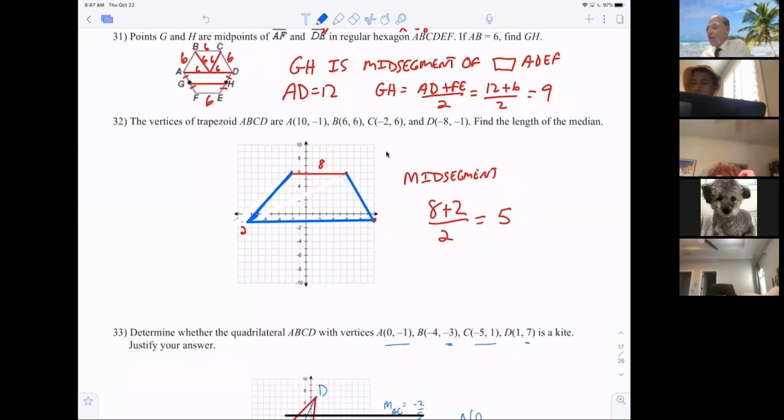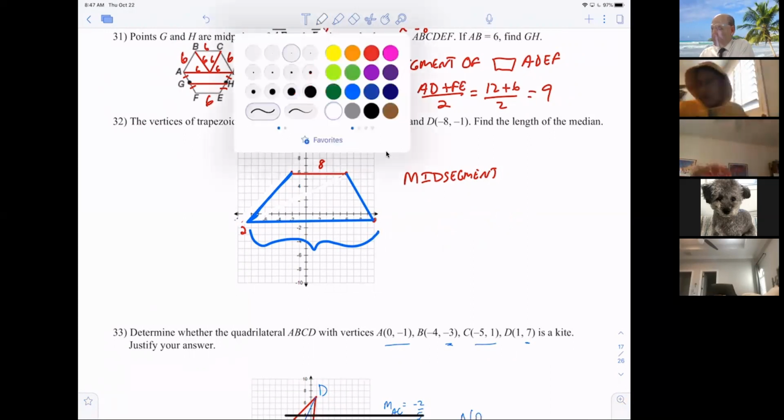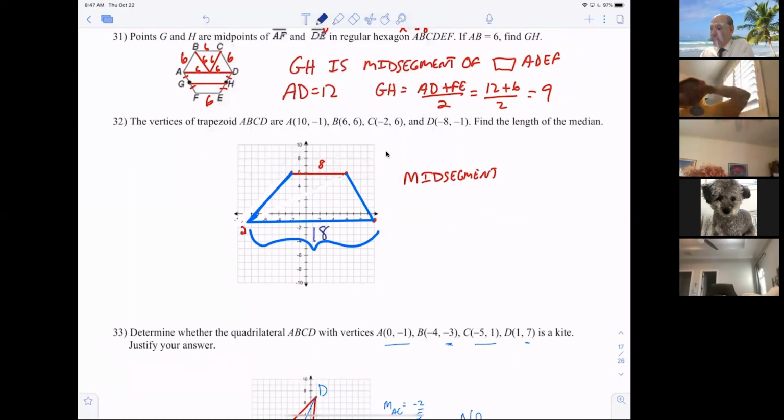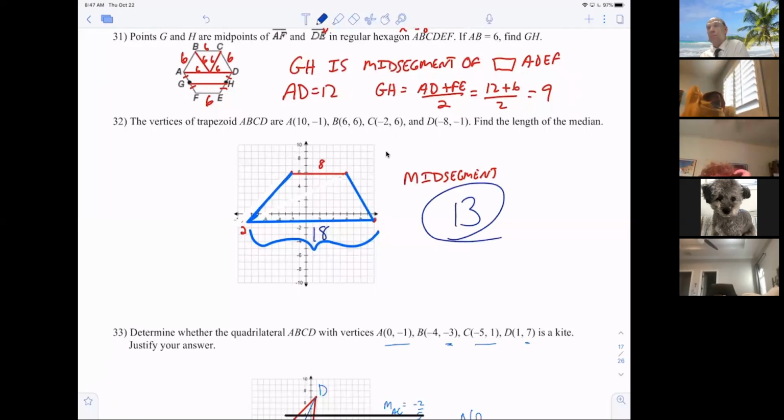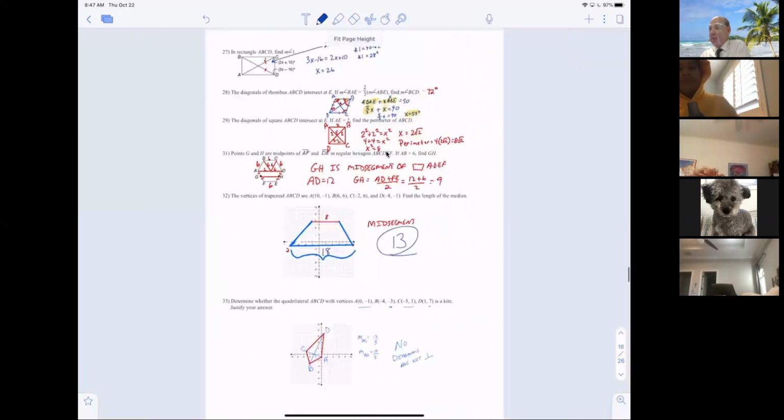All right, anybody else? All right, so now what's this length right here? Somebody tell me, because I missed that one. 18. All right, here we go. All right, everybody good now? So the mid segment's going to be what? 13. All righty. Anybody else on that page? Go.